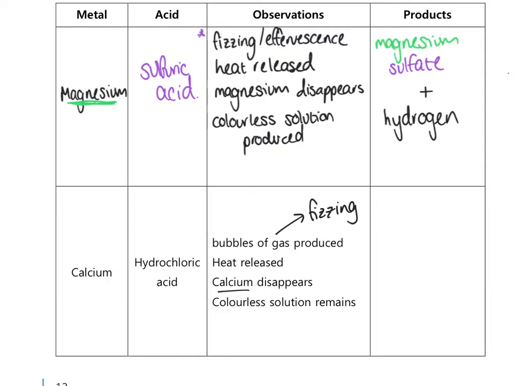We need to just have a think about our products. So remember, our products are salt and hydrogen. What's the name of our salt? First part of the name is going to be calcium. Second part of the name comes from hydrochloric. Think back to part 2 video. What does hydrochloric acid change to? It changes to chloride. So our salt is called calcium chloride, and then we produce hydrogen as well.